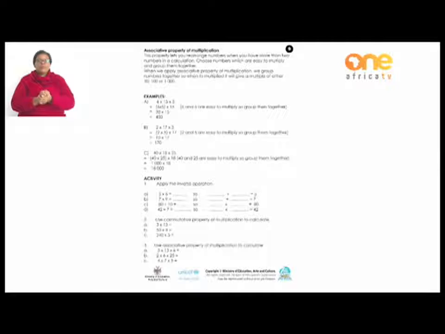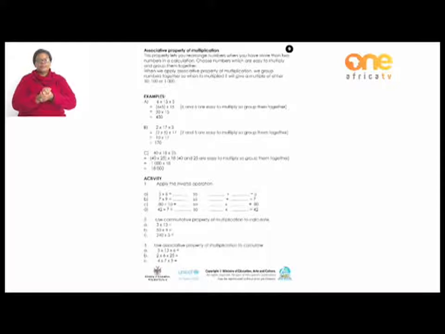Number 2, we are going to use the commutative property of multiplication to calculate A, 3 times 13. Apply the commutative property. B, 50 times 4. Apply the commutative property of multiplication correctly. C, 240 times 5. Apply the commutative property of multiplication. Boys and girls, I want you to get it correct, please.